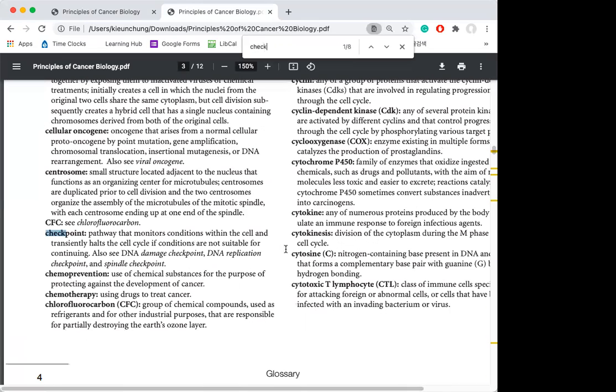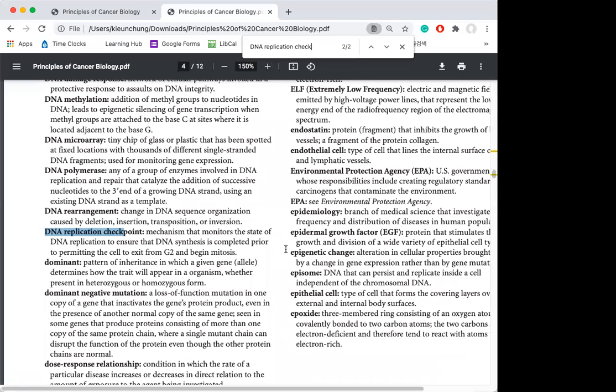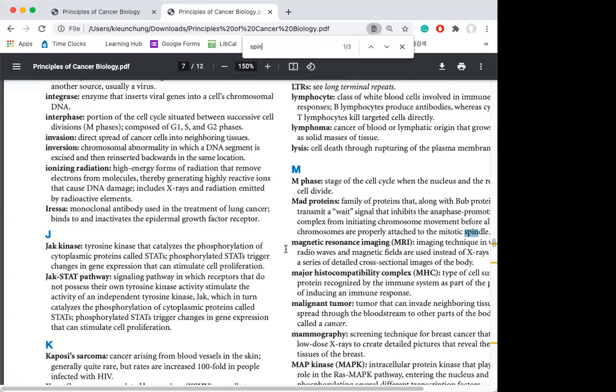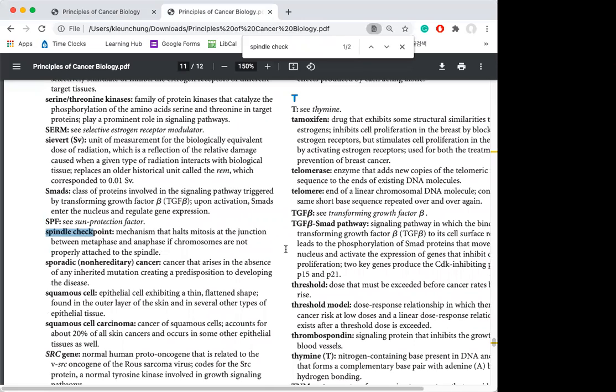Checkpoint. Pathway that monitors conditions within the cell and transiently halts the cell cycle if conditions are not suitable for continuing. DNA replication checkpoint. Mechanism that monitors the state of DNA replication to ensure that DNA synthesis is completed prior to permitting the cell to exit from G2 and begin mitosis. Spindle checkpoint. Mechanism that halts mitosis at the junction between metaphase and anaphase if chromosomes are not properly attached to the spindle.